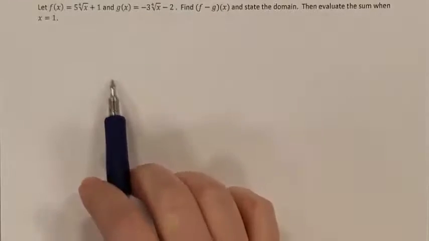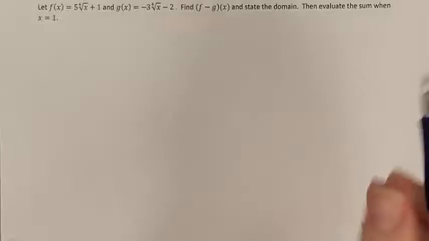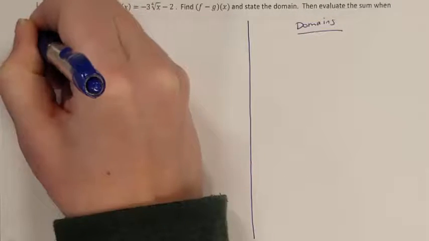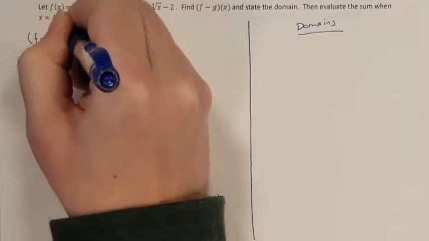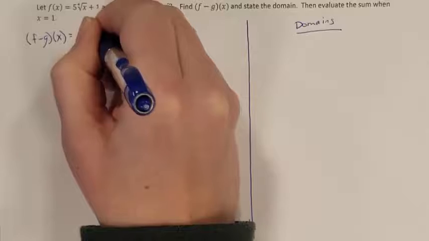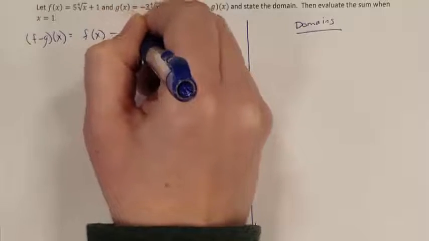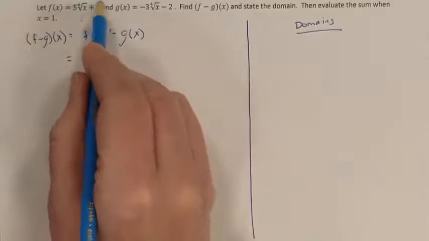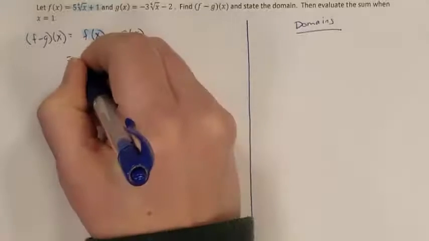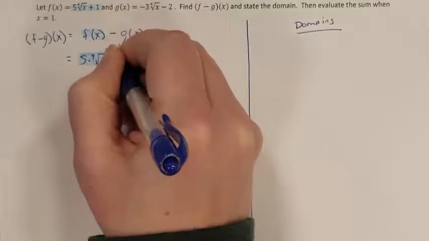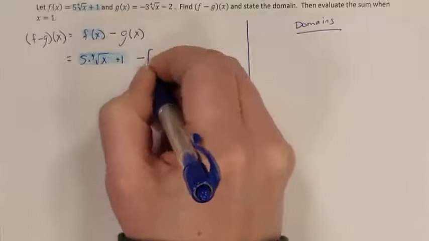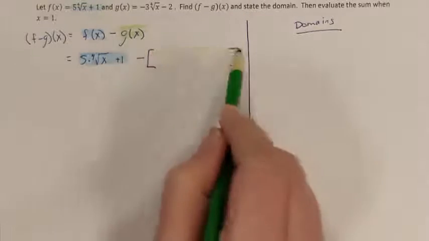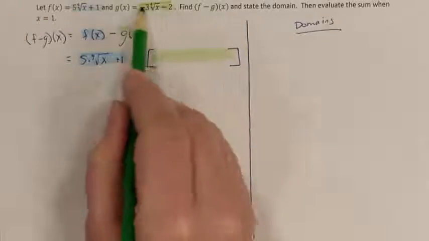Our next problem. Given f and g, can I find the f minus g rule? So my domains are going to go over here. I'm being asked to do f minus g of x, which means I need to take all of f of x and then subtract all of g of x. So my f of x rule is this right here, 5 times the 4th root of x plus 1. I'm supposed to subtract all of g of x. So all of g of x is going to go right here, and this is your g of x.